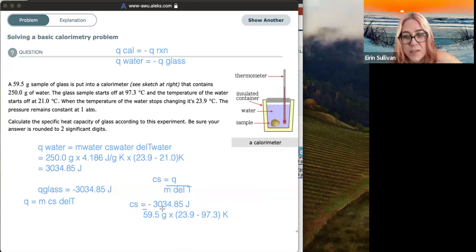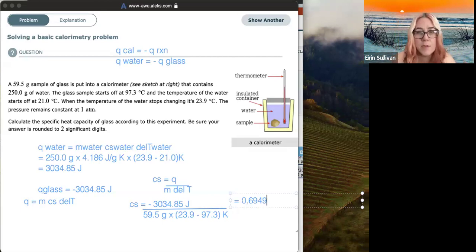So I get a positive number for the specific heat capacity, which I should, because there's no such thing as a negative specific heat capacity. So 73.4, see if I can remember that. 3034.85 divided by, I'll do the 73.4 first before I forget what it was, times 59.5, close brackets, equals 0.6949, and so on. Two significant digits, right? So that's going to be joules per gram per Kelvin. So there's my specific heat capacity. And notice it comes out positive because the minus and the minus cancel. It's a beautiful thing.